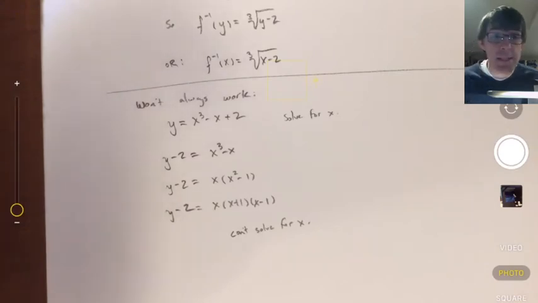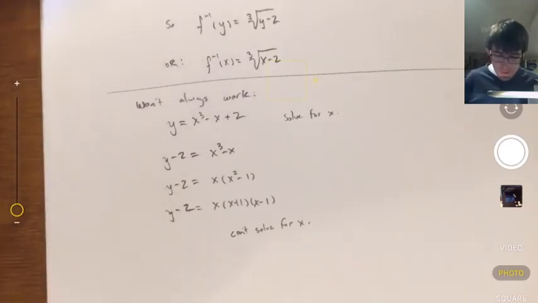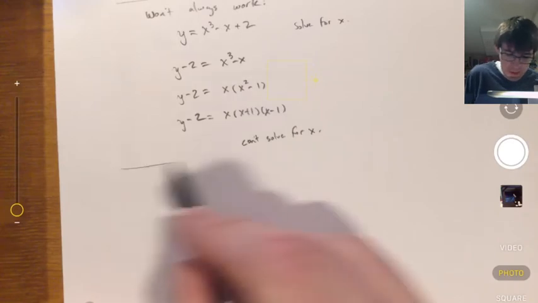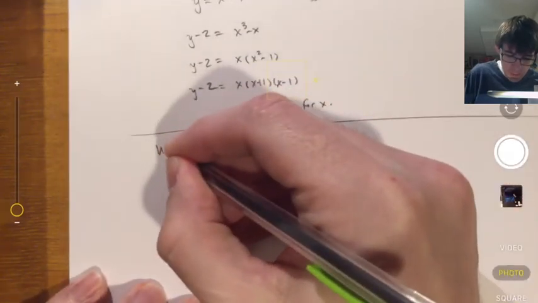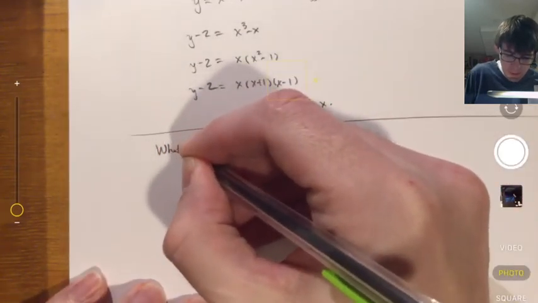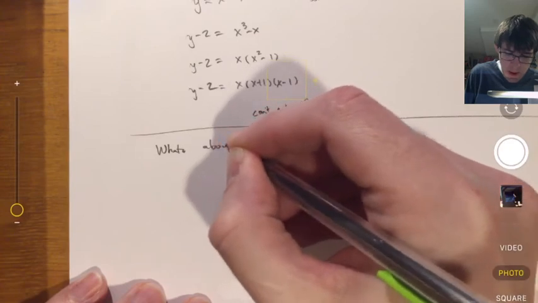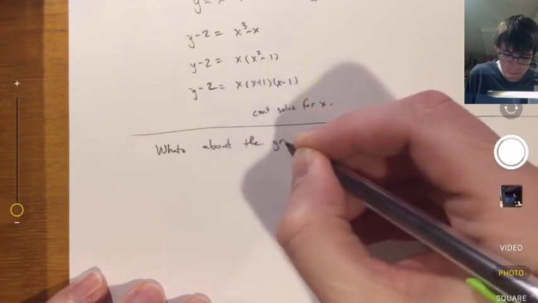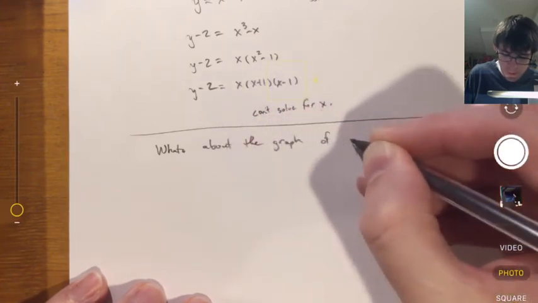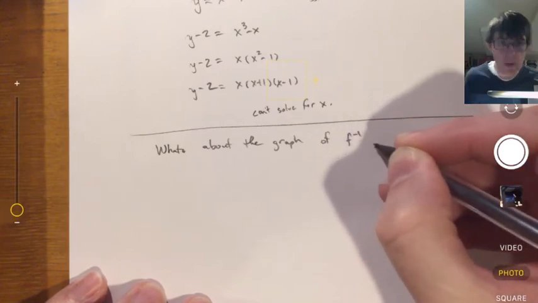Okay, one last interpretation of finding the inverse is on a graph. What about the graph of f inverse? How, if at all, does the graph of the inverse relate to the graph of the original function?